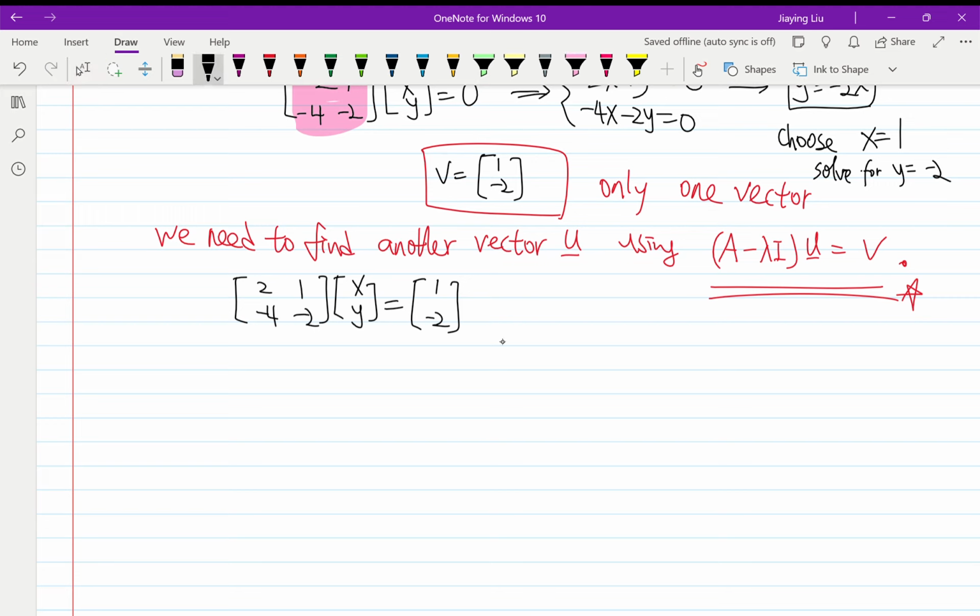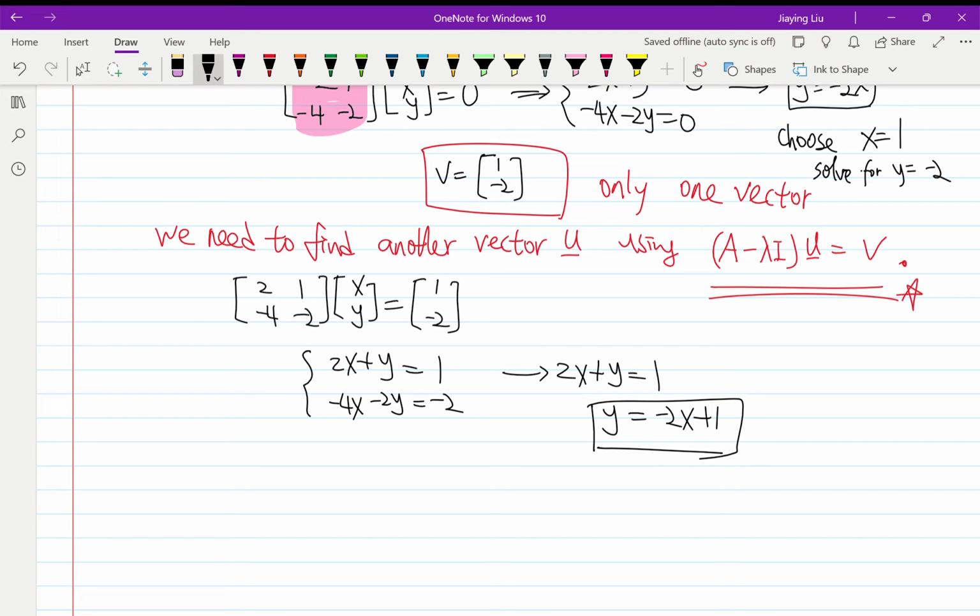And then convert it into a system of equations, so that's going to be 2x plus y equals 1, -4x minus 2y equals -2. Again, if we look at it carefully, the second equation is the first equation multiplied by -2, so we don't have to write down two equations, just one. 2x plus y equals 1, or you can write it as y equals -2x plus 1.